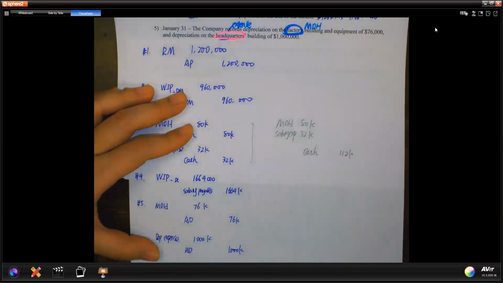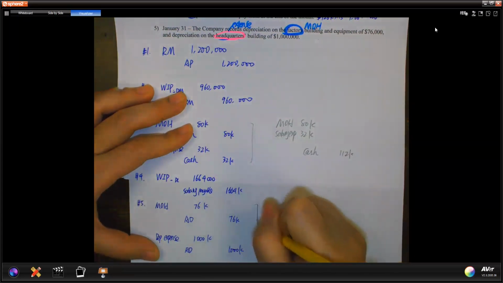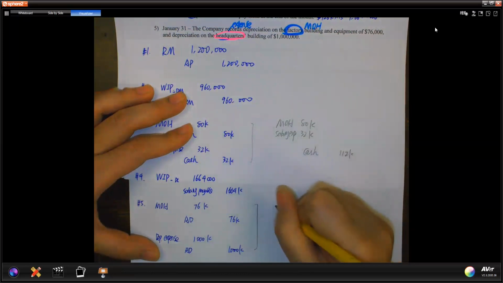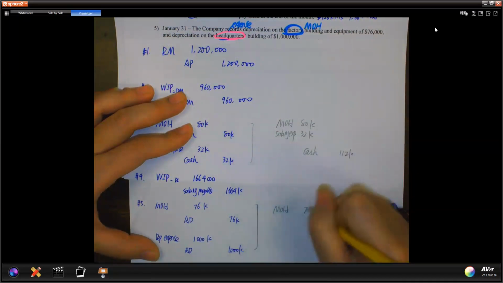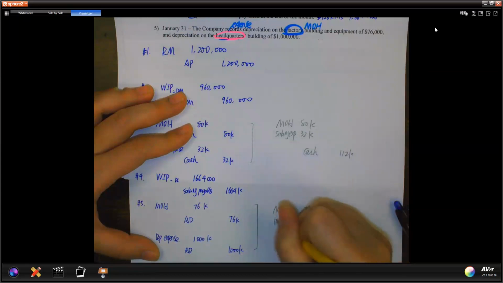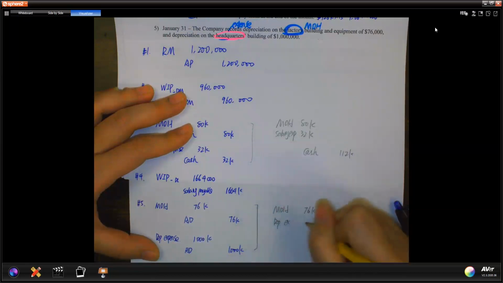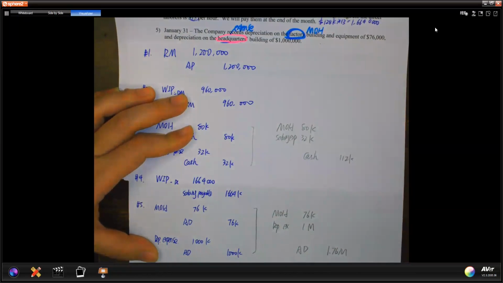Similarly, you ask, can I just combine them together? I have my manufacturing overhead 76,000, I have depreciation expense, $1 million, and then I have my accumulated depreciation 1.76 million. Is that okay? Yes or no? Yeah, perfectly fine.